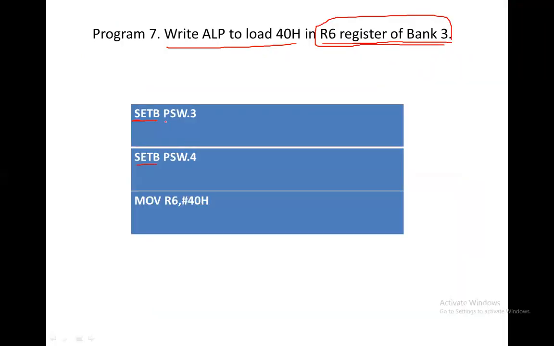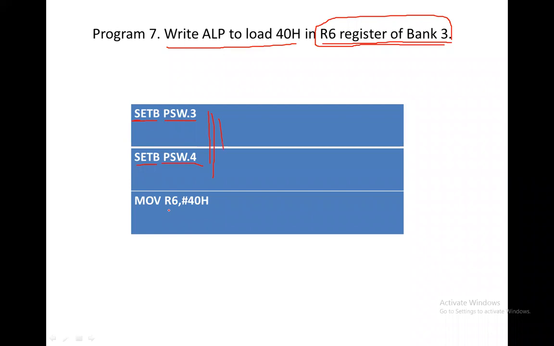Here we set bit PSW.3, and PSW.4 is there. This means you have to set the bank, bank 3, and in that bank 3 you have to move 40h into R6. There is no need to write down R6 explicitly, as bank 3 is selected.